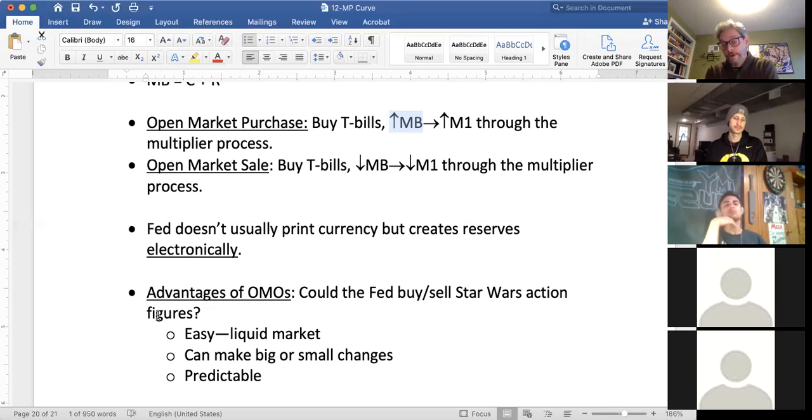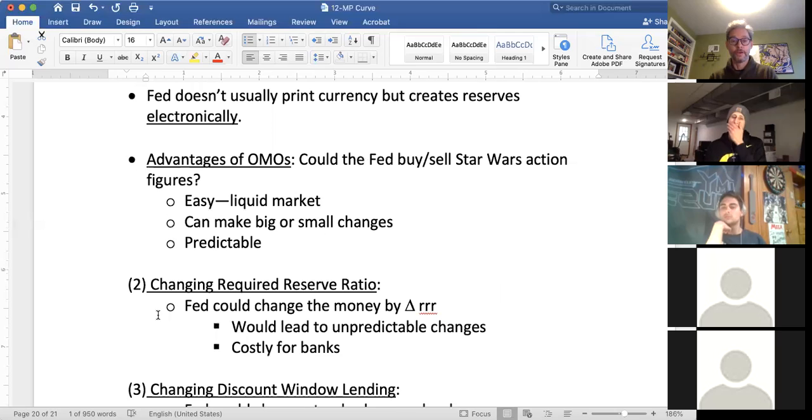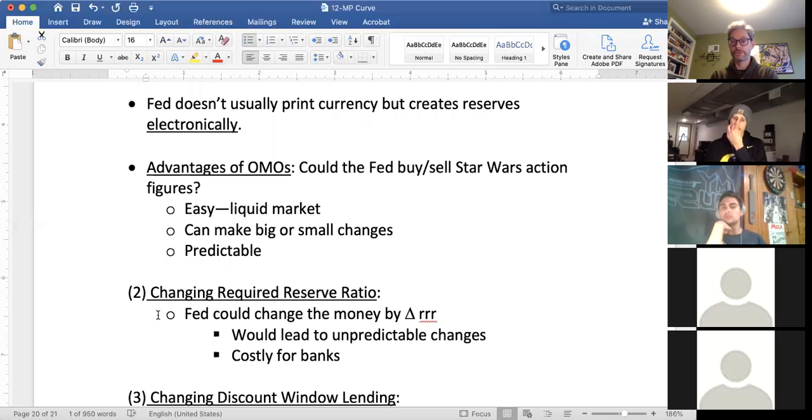Very quickly, there are other ways that the Fed could change the money supply. One is they could change that reserve requirement ratio. So if you remember this from principles, they could change how much required reserves banks hold. And so, for instance, the Fed could increase the money supply by asking banks to hold fewer required reserves. If they hold fewer required reserves, that means they can lend out more money, and that will increase the money supply.